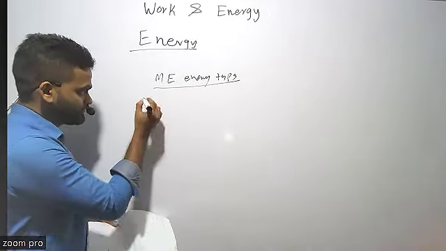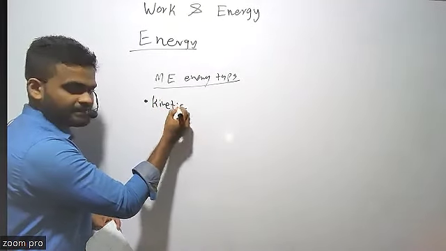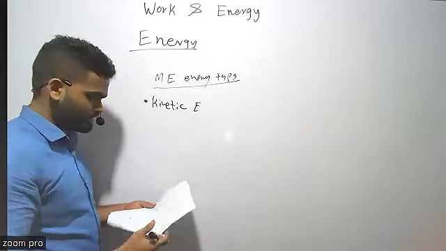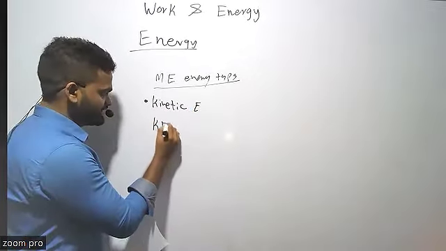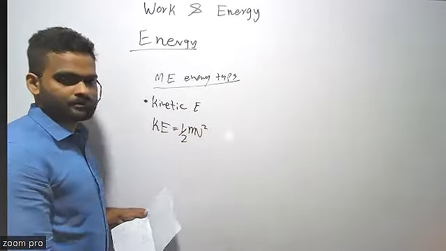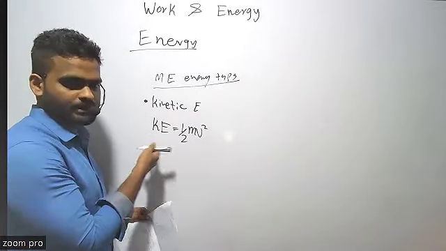First type of energy, kinetic energy. You can take this down as I'm writing, kinetic energy. So what's the equation? You know the equation, right? Half mass V squared. That is the kinetic energy. There's nothing more to it, just the equation.